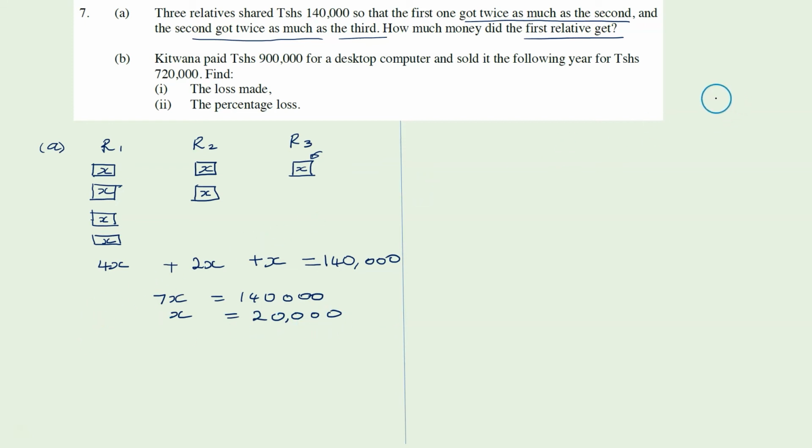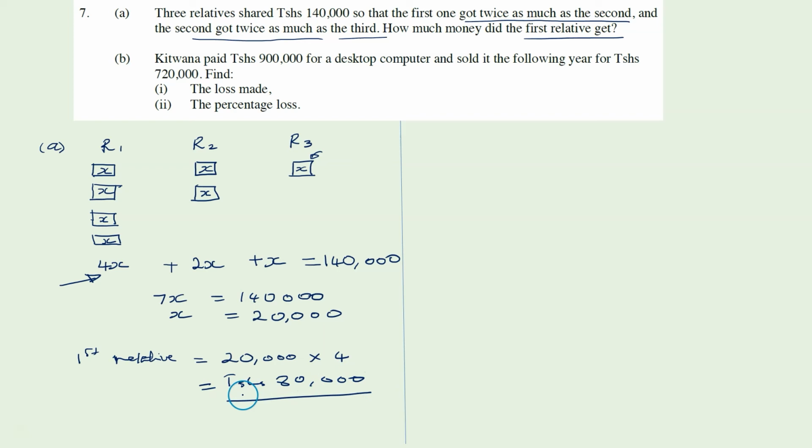Now we need to tell how much the first relative got. So the first relative got 4 lots of money, 4 shares. Okay, so the first relative then, she or he is going to get 20,000 times 4, which is going to be equal to Tanzanian shillings 80,000. Okay, and that's the answer for that.